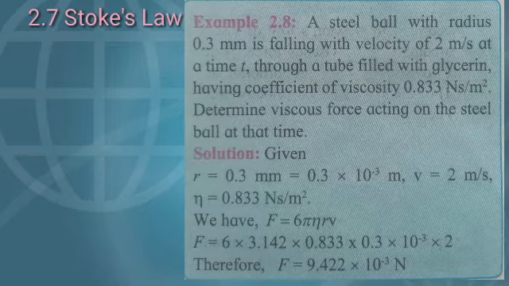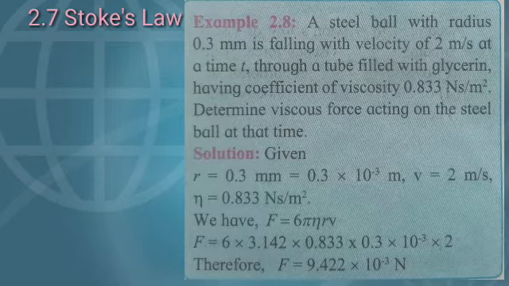Student, this is one simple example based on Stokes law. A steel ball with radius 0.3 mm is falling with a velocity of 2 meter per second at a time t through a tube filled with glycerin, having coefficient of viscosity 0.833 Newton second per meter square. Here we have to determine the viscous force acting on the steel ball at that time.